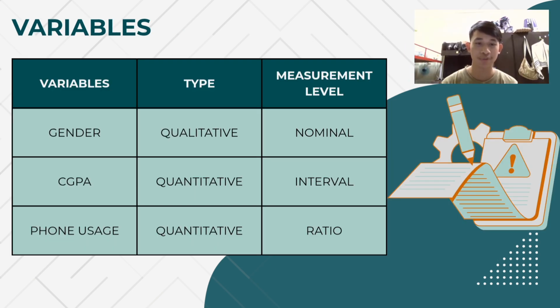Hi, on this slide, we look at three variables in our project. Gender is a qualitative variable. It is measured on a nominal scale, which means it is just categorized, like male or female. CGPA is quantitative and measured on an interval scale. It's a number, but it doesn't have a true zero. The last one is phone usage. It is also quantitative, but it's on a ratio scale, which means it has a true zero and we can compare amounts directly.